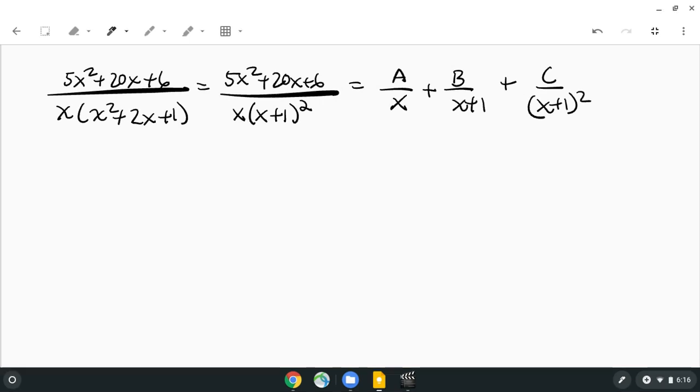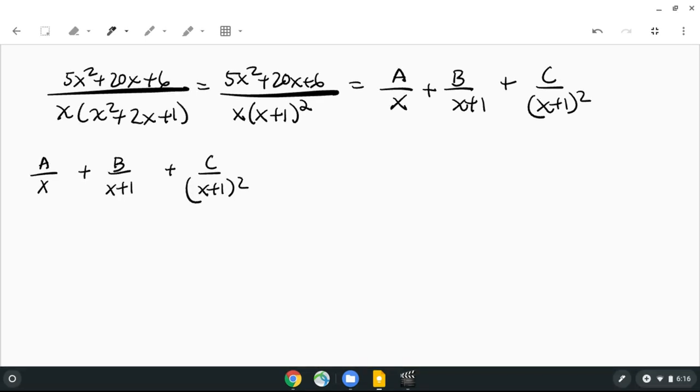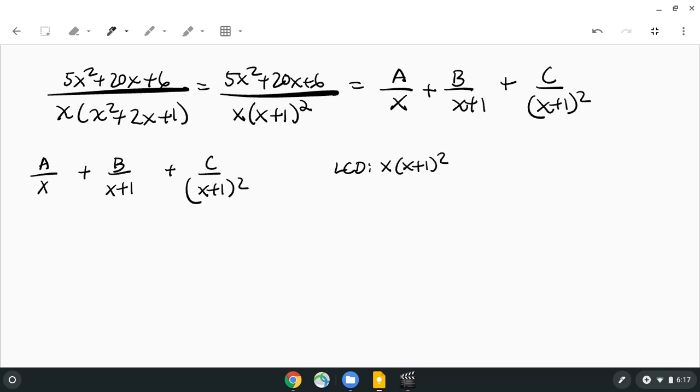We're going to have to add those three fractions together. A over x plus b over x plus 1 plus c over x plus 1 squared. So we need our LCD. Our LCD is going to be x and x plus 1 squared. You always use the highest power of the factor. We don't need another x plus 1, we just need x plus 1 squared, the higher power of the two.